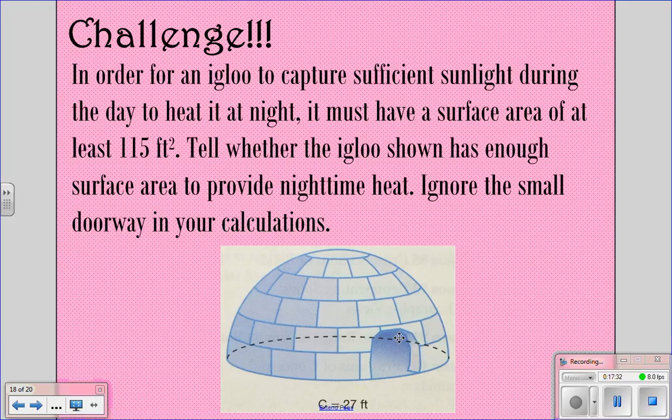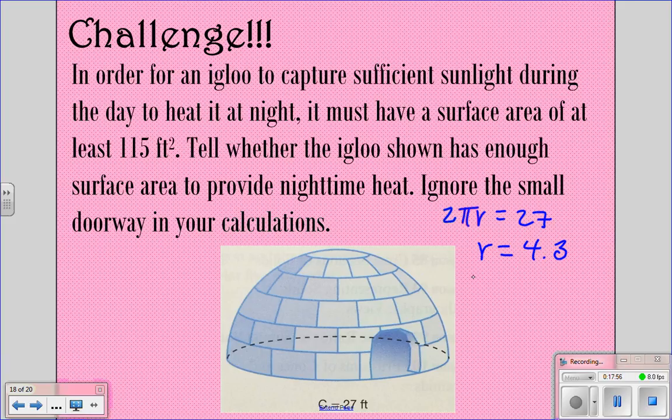It tells us that the circumference is 27. So that means that 2 pi r is going to equal 27. And so if we solve for our radius, you're going to get approximately 4.3 if it's rounded.